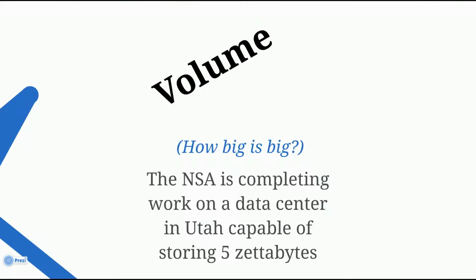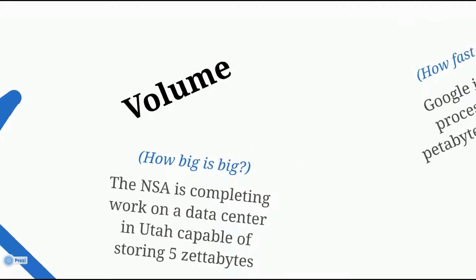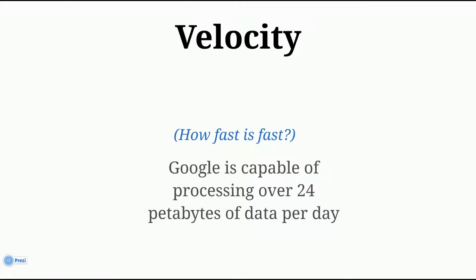Volume of data refers to how big the problem is. For example, the NSA is building a facility capable of storing around 5 zettabytes. Velocity of data refers to how quickly data can be read in and processed. Google can process upwards of 24 petabytes a day.